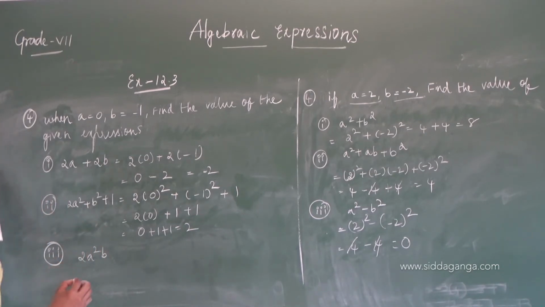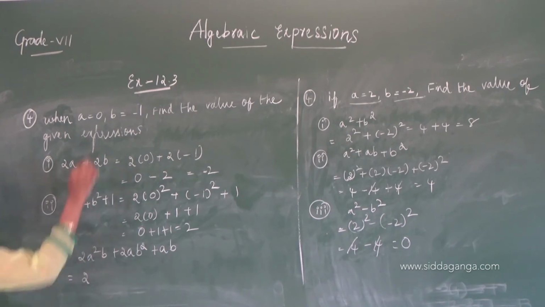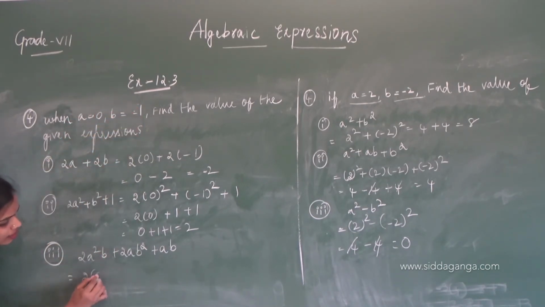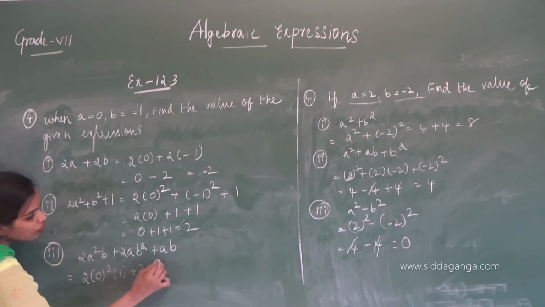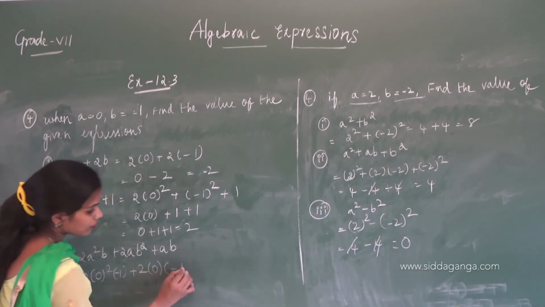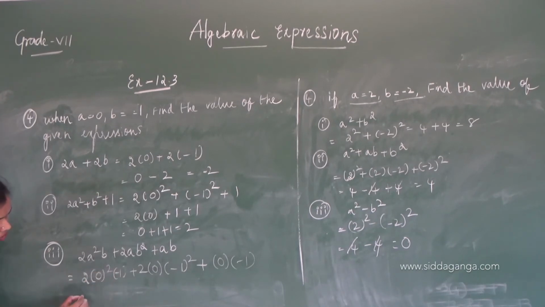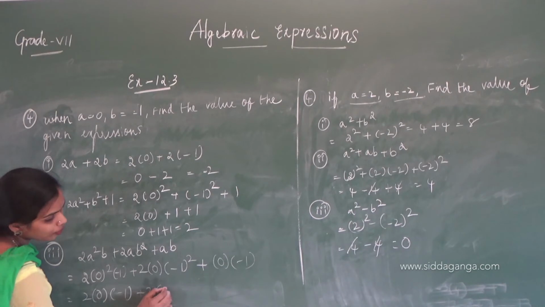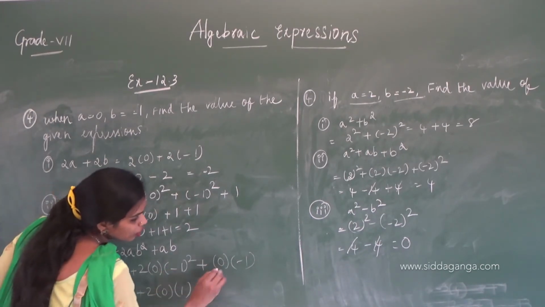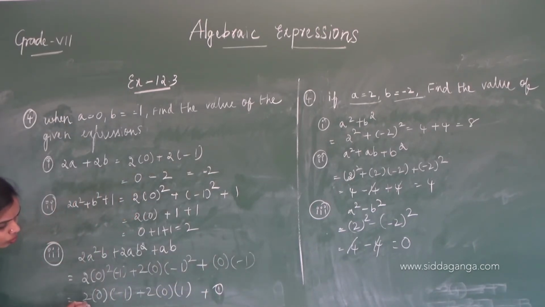a square b plus 2ab square plus ab. In the place of a you have to write 0, in the place of b you have to take minus 1, then you will get the answer. 2 into 0 into minus 1 whole square, 1, plus 0 into minus 1, 0. 2 zeros are 0, 0 into minus 1 is 0, plus 2 zeros are 0, 0 into 1 is 0. 0 plus 0, that is equal to 0.